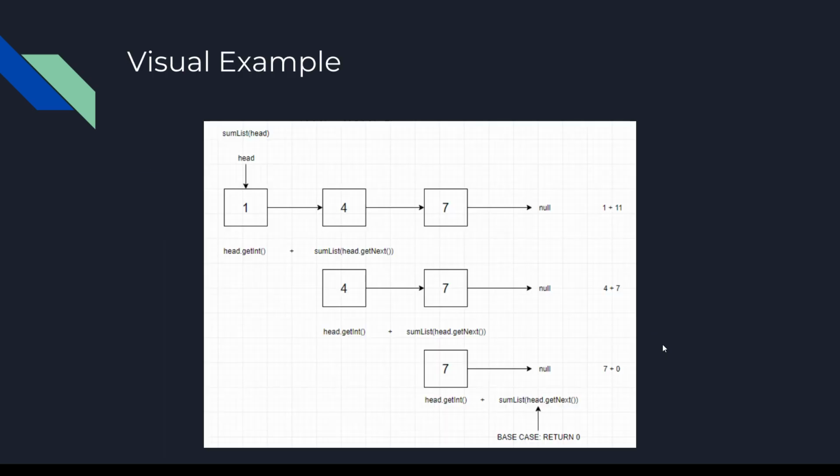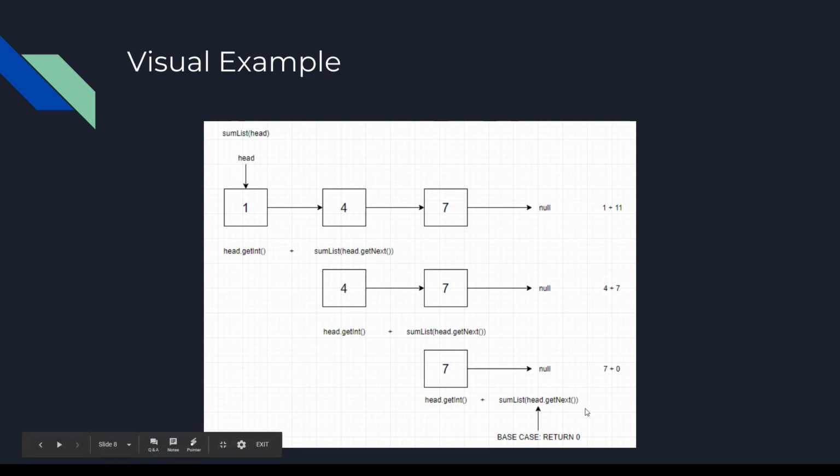So let's look at a visual example of our newly built algorithm. The first head is the node containing 1, which is passed into the algorithm. The first sublist is 4, 7. We pass in the node containing 4 as the head and the sublist is 7. Then we pass in the node containing 7 as the head and the sublist is null.